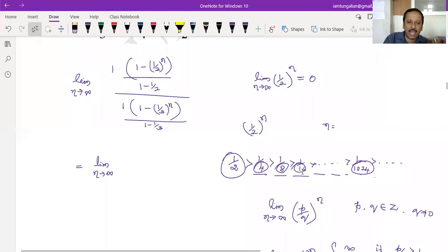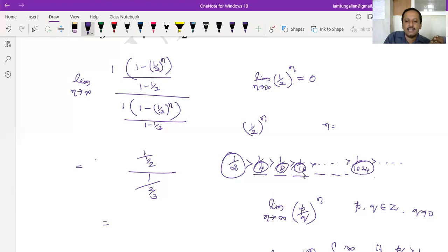So that will give you here, this 1 by 2 whole power n will become 0, and 1 by 3 whole power n will also be 0. So this is 1 divided by 1 minus 1 by 2, which is 1 by 2, whole divided by 1 divided by 1 minus 1 by 3, which is 2 by 3. That is after applying the limit. That is equal to 2 divided by 2 by 3, which is 3 by 2. So the answer will be equal to 4 by 3.